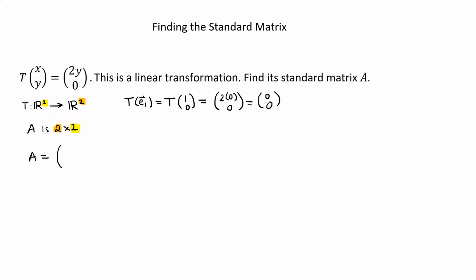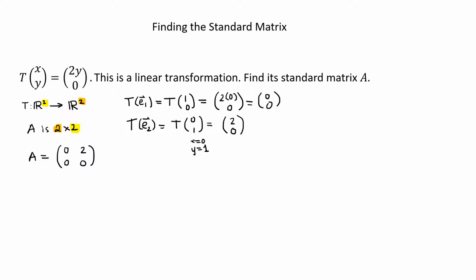Okay, so first column done. It's going to be (0, 0). To find the second column, we're going to calculate T of e2, which is T of (0, 1). Here, x is equal to 0, y equals 1. And our rule for our output is that we're going to take our y value and multiply it by 2. So we get 2, and then we have 0 as our second coordinate. So our matrix A is going to be [0, 2; 0, 0].